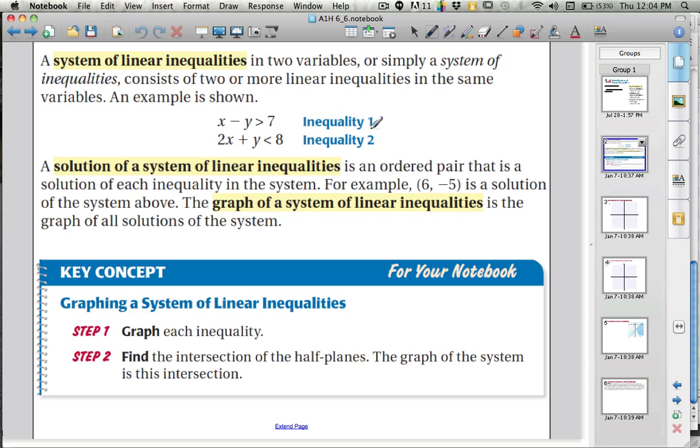The graph of a system of linear inequalities is a graph of all the solutions of the system. When you're thinking about linear inequalities, we would graph and then shade an area of the graph. Typically, in a linear inequality, the line creates a boundary line and we shade one half of the graph. The area where the shaded areas overlap is the graph of the solutions of the system. So we're looking to find and graph these solutions. We want to graph each inequality and then identify the intersection of the half planes, the intersection area of the shaded areas.